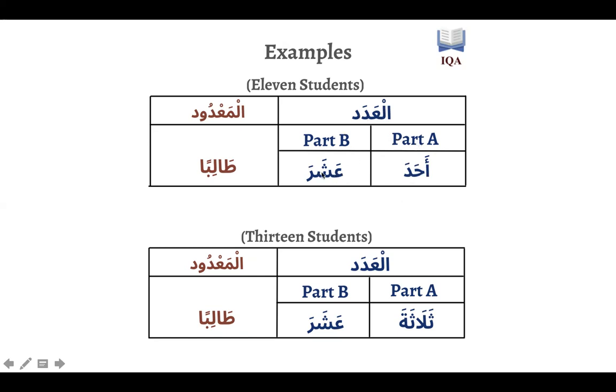So ahada ashara, 11. Talaban, that's the ma'adud, students. So talaban is singular in writing, plural in meaning, students, and it always ends with a fatha at the end. 13 students would look like this: ثلاثة عشر طالبا. So ثلاثة عشر is 13, made up of two parts, part A, part B. طالبا is the ma'adud, and it's singular in writing, plural in meaning. So that's an example of how numbers look.